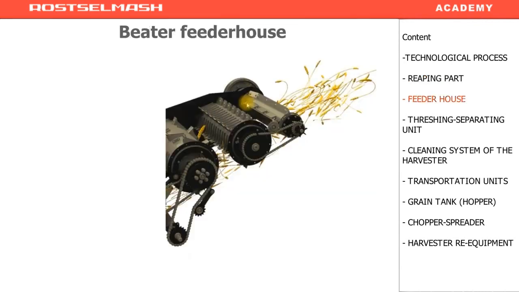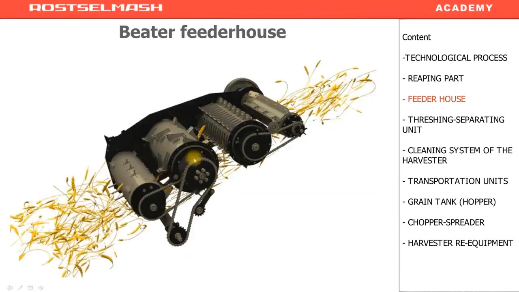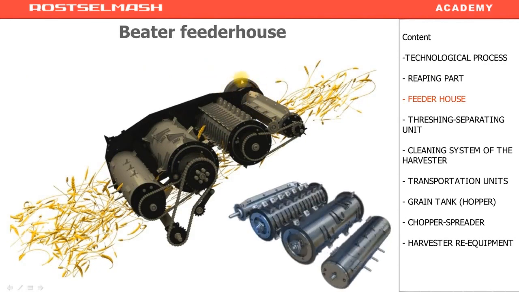Beater feeder house consists of 4 beaters. The feeder house drive is on the right. The given pulley drives the upper beater. Then the chain drive on the left moves the intermediate beater.